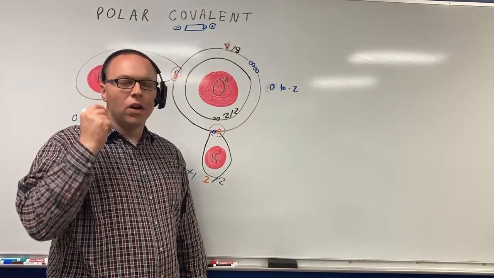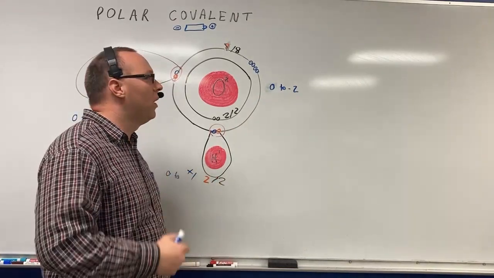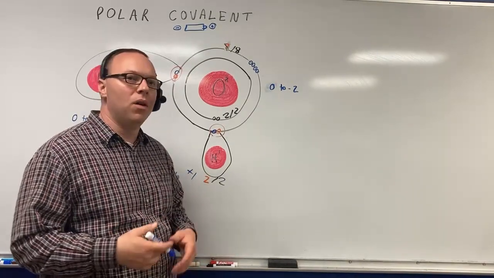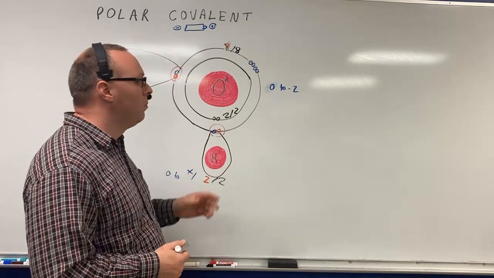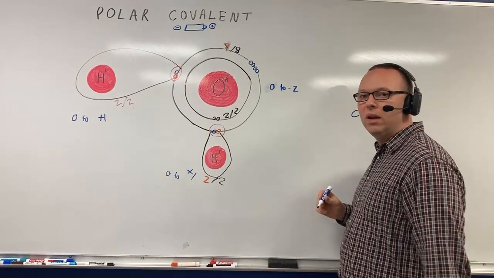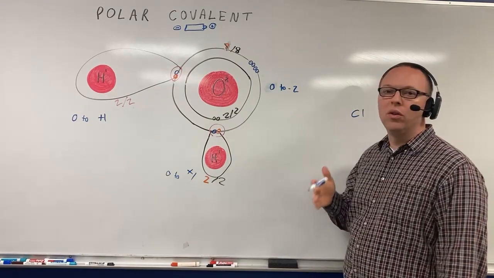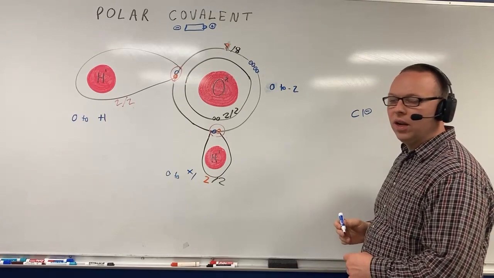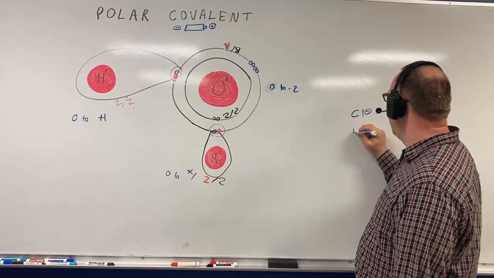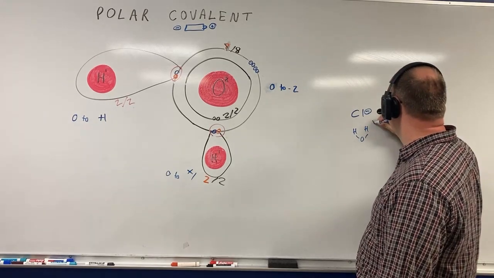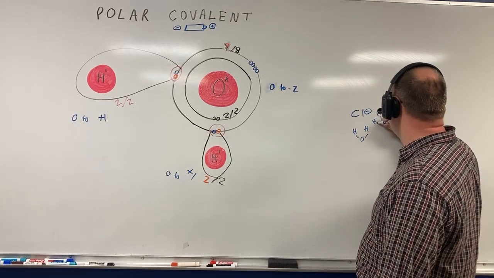Okay, so why do we care about this polar covalent bonding? Well, what this does is it sets us up for something else. This polar covalent bonding explains why water will dissolve table salt. If you put table salt in oil, it's not going to dissolve. Here's why. The chlorine in our table salt is negative. The hydrogen in our water is positive. It's not completely positive, but it's partially positive.